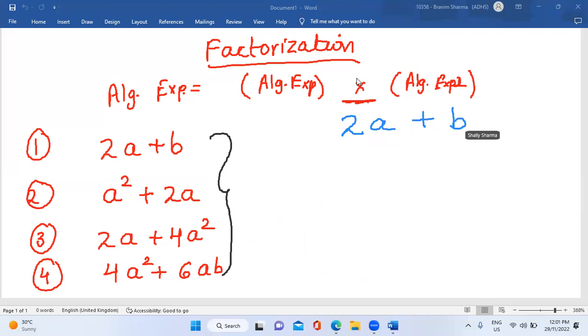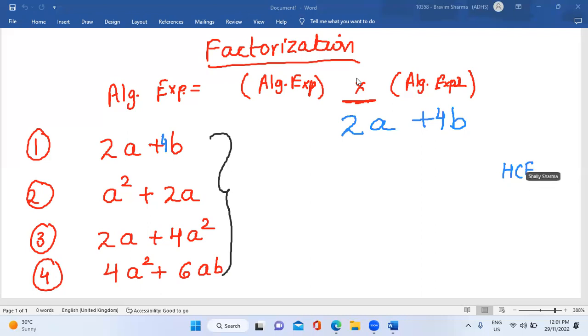Wait a minute, you can just write here 4b. Yeah. So 2a plus 4b. Now in this question, what is the important thing here? When you do factorization, we need to work on the concept of highest common factor.